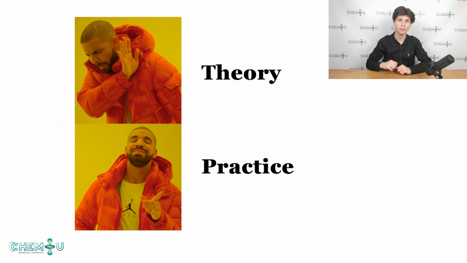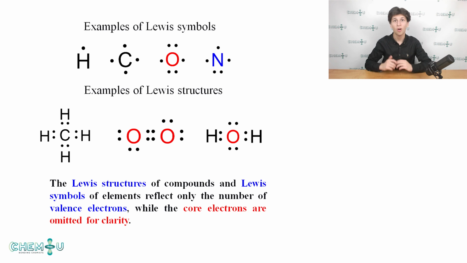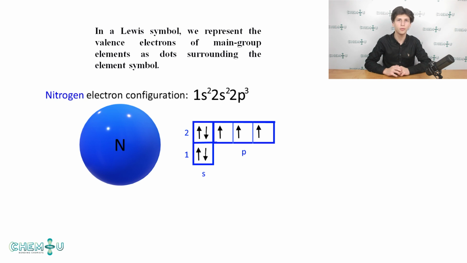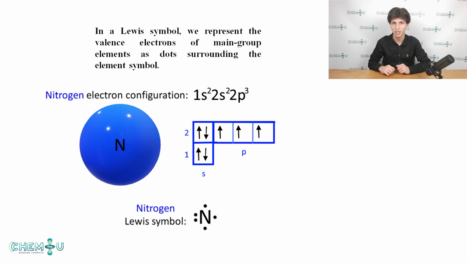Well, it's enough theory, let's run to the practice. On the slide you can see a general structure of a Lewis symbol. It is very simple. In a Lewis symbol, we represent the valence electrons of main group elements as dots surrounding the element symbol. Here you can see the electron configuration of nitrogen. We won't discuss it in detail because we hope you remember such basic material from the high school or inorganic chemistry course. It is obvious that nitrogen has 5 valence electrons, and it's very simple to deduce the Lewis symbol for it. Just count the number of electrons and draw them as dots surrounding the capital N, as shown on the screen right now.